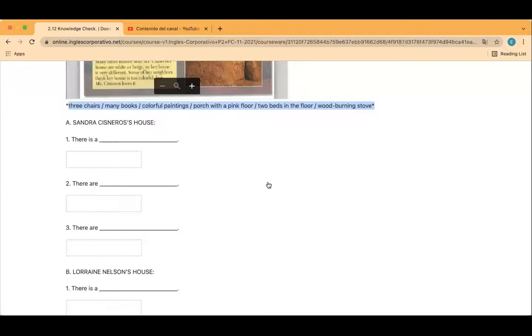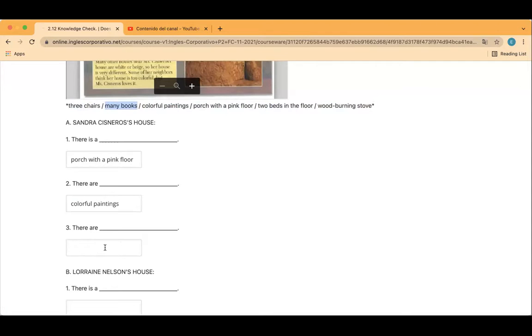Okay, let's check. Let's see if you have the correct answers. Number one, there is a porch with a pink floor. Number two, there are colorful paintings. Number three, there are many books.